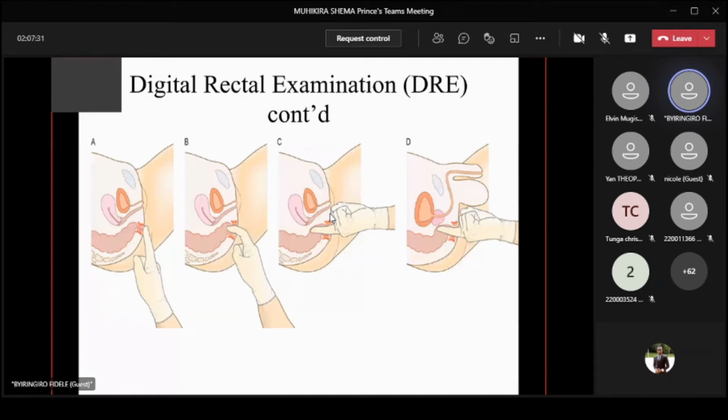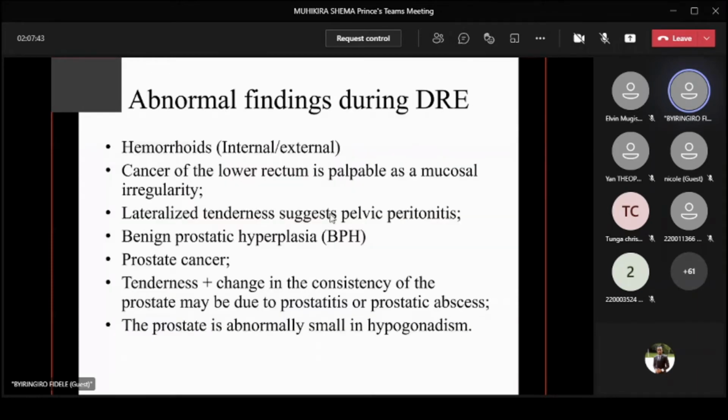Good. So for abnormal findings during the digital rectal exam, we encounter hemorrhoids, cancer of the lower rectum, and retro-vesical tenderness can suggest pelvic peritonitis. You can feel BPH, benign prostatic hyperplasia. You can feel a prostate mass, and tenderness plus change in the consistency of the prostate may be due to prostatitis or prostatic abscess, and the prostate is usually abnormally small in hypogonadism.